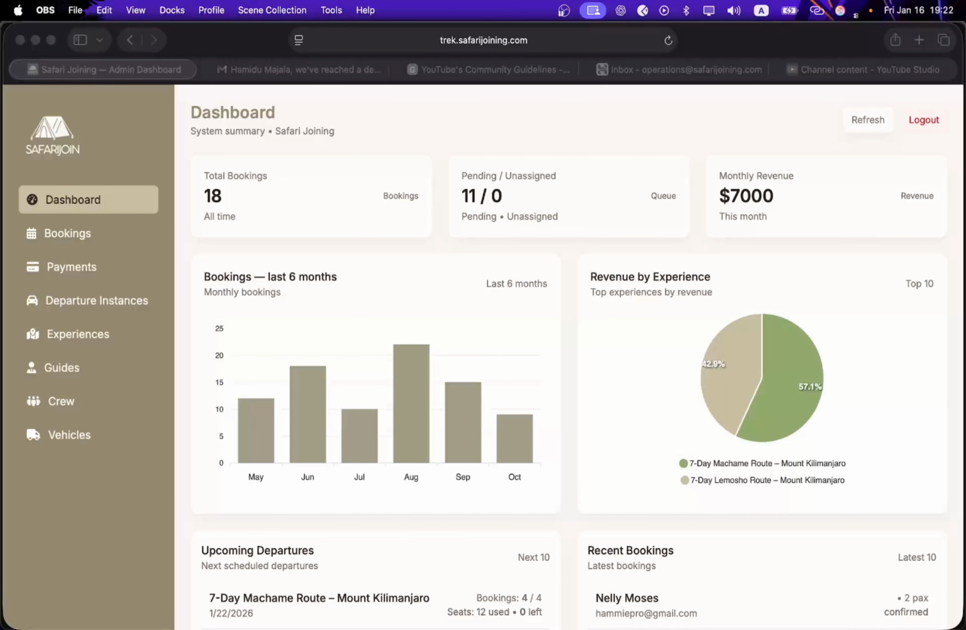Date overlaps are one of the most common sources of operational failure. A guide might appear free at a glance, but still be assigned to another trip running at the same time. Structured planning takes dates seriously. It ensures that one person cannot be in two places at once.